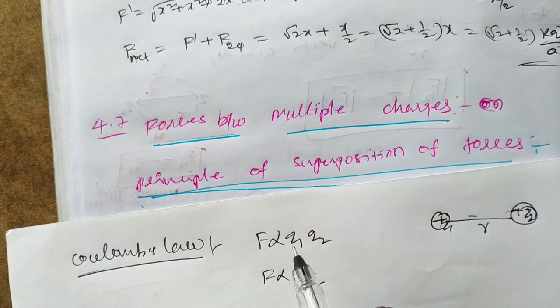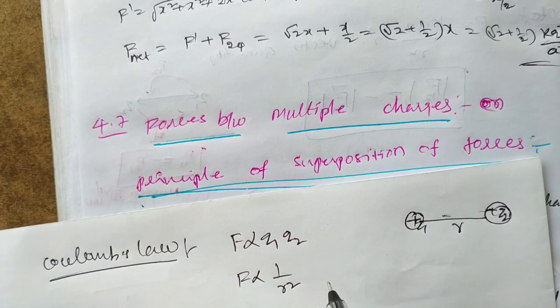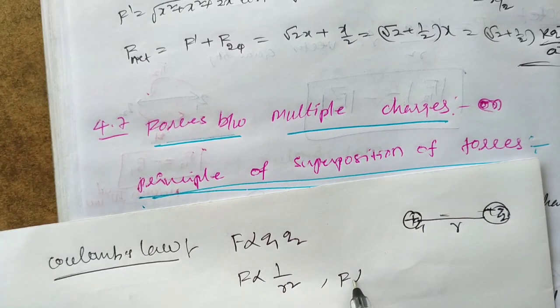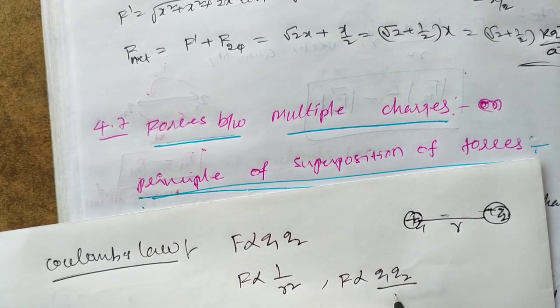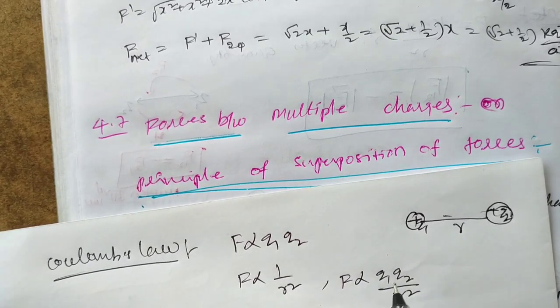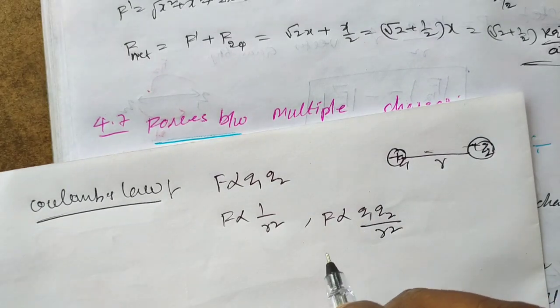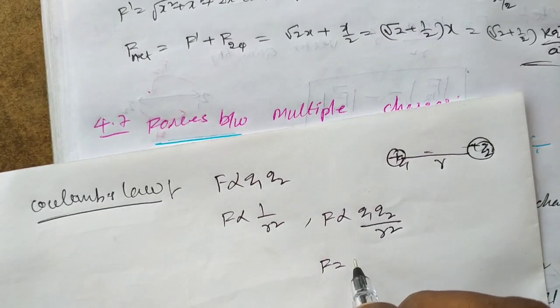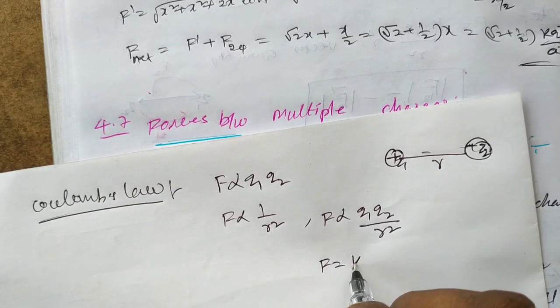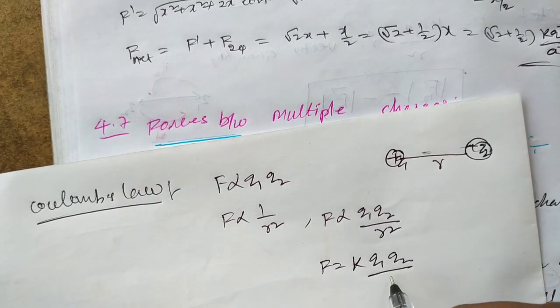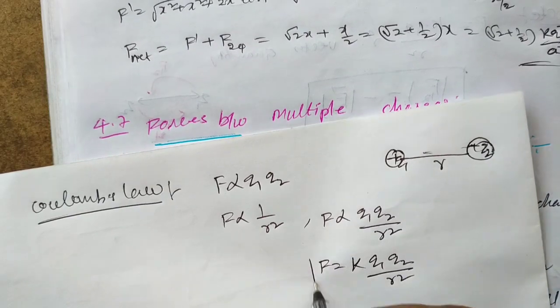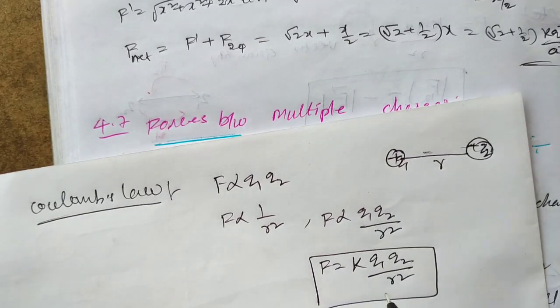From this we get F is proportional to Q1 Q2 by R square. To remove the proportionality, F is equal to K, a constant, into Q1 Q2 by R square. This is the general formula for Coulomb's law.